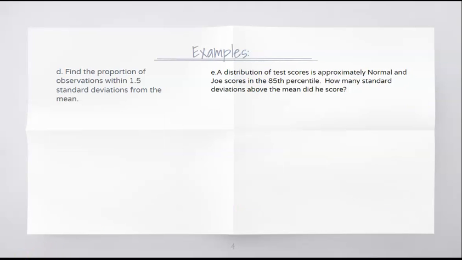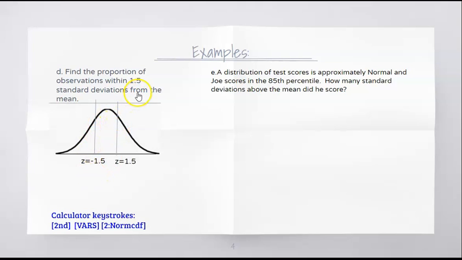Alright, in part D, find the proportion of observations within 1.5 standard deviations from the mean. Okay, so I start with my normal curve. 1.5 standard deviations could mean below the mean and above the mean. So I have to consider a z-score of negative 1.5 and positive 1.5. So I'm looking for the area between the two.